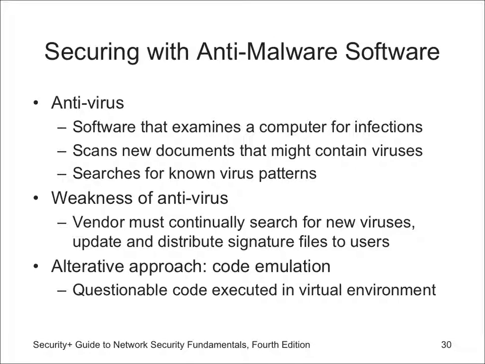So here are some ways to secure with anti-malware. Antivirus is one, and definitely you need that. There are tons of examples out there, free and paid both. Just make sure you have comparable, well-reviewed antivirus software. Software examines a computer for infections, scans new documents that might contain viruses, and searches for known virus patterns. Weaknesses: the vendor must continually search for new viruses, update, and distribute signature files to the users, and they do that all the time, or they should.